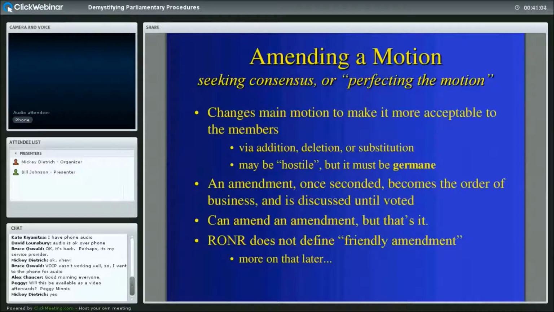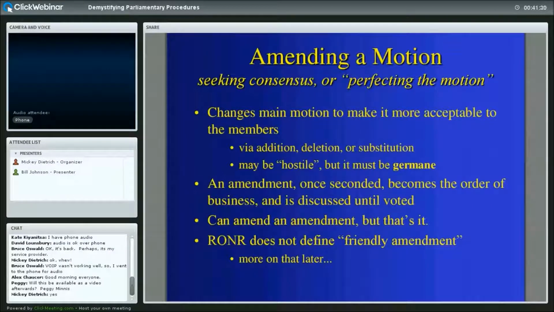Now, Robert's allows for an amendment to be amended. So you can be two steps into it, but that's it. You can't go three steps in. So somebody could say, I want to amend the student amendment so that they must be currently matriculated students. And so that amendment to the amendment can be debated and voted on and so forth. You following along, I hope?